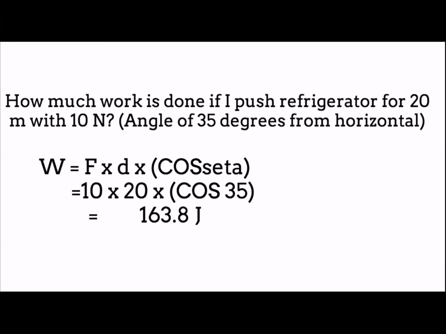And this is an example. How much work is done if I push a refrigerator for 20 meters with 10 Newtons at an angle of 35 degrees from horizontal? It will be work equals F times D times cos theta equals 10 times 20 times cos 35, which is equal to 163.8 joules.